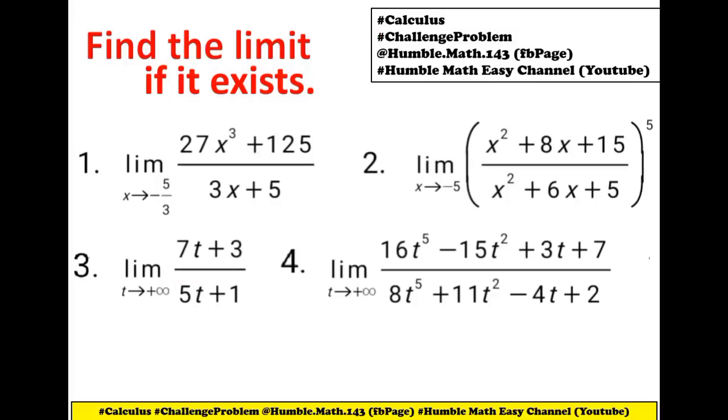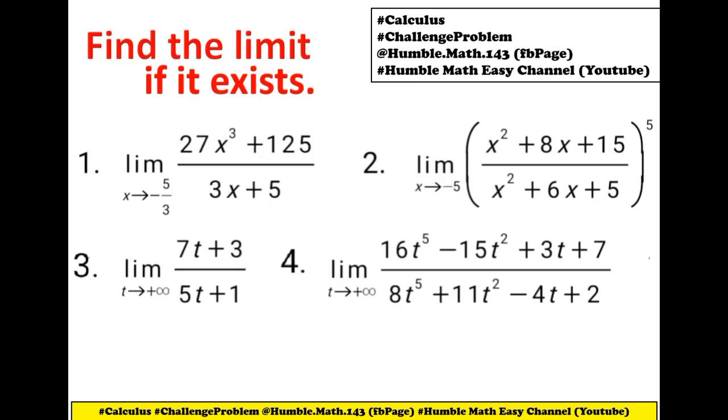Okay, here it goes. The given problems: for number 1, limit of 2x cubed plus 125 all over 3x plus 5 as x approaches negative 5/3. And number 2, we have limit of x squared plus 8x plus 15 all over x squared plus 6x plus 5, quantity raised to 5, as x approaches negative 5.